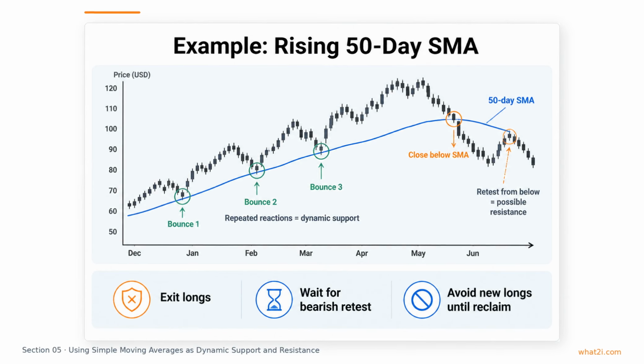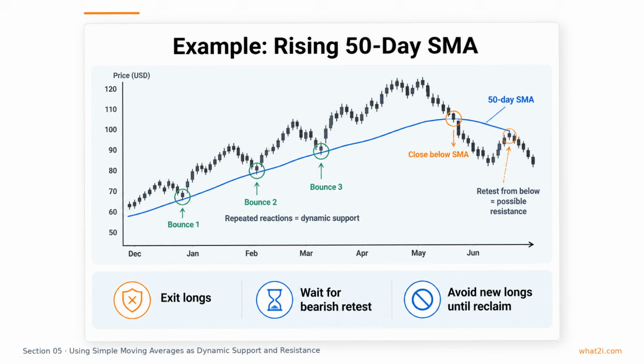Consider a rising 50-day SMA in an uptrend. If price pulls back to that average and bounces from it 3 separate times, the market is showing you that the line is acting as dynamic support. Those repeated reactions make the 50-day average more meaningful than one price has barely noticed. But if price later closes below the SMA, the interpretation changes. That break suggests support may have failed, at least for now. If price then retests the same SMA from below and gets rejected, the line may have shifted from support into resistance. For a swing trader, that can mean reducing bullish exposure, waiting for better evidence, or avoiding new longs until price proves it can recover.